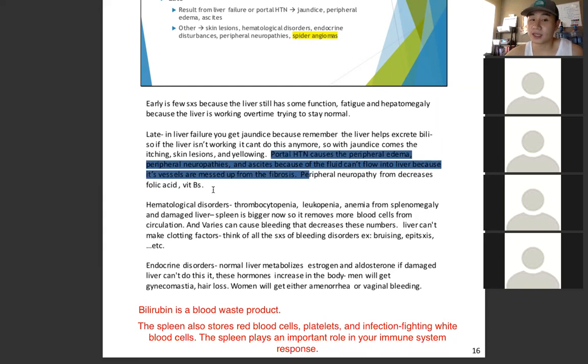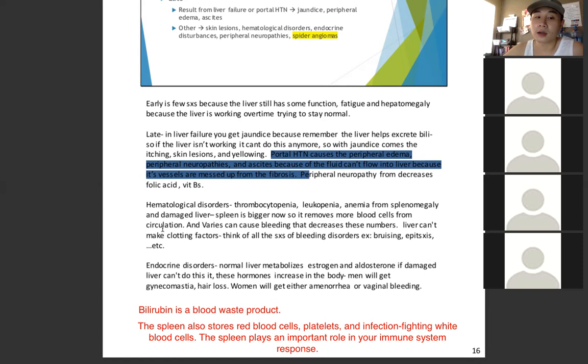Hematological disorder include thrombocytopenia, leukopenia, anemia from splenomegaly, and damaged liver. So whenever the liver is damaged, it causes backflow of the blood into the portal vein, and it leads to enlargement of the neighbor organs, including the spleen. And the spleen, when it's getting large, because the function of the spleen is to store white blood cells, red blood cells, and platelets, when it gets enlarged, it doesn't function very effectively anymore. So it will lead to thrombocytopenia, low platelets, leukopenia, low white blood cells, anemia, low red blood cells, and all three of them is also known as pancytopenia.